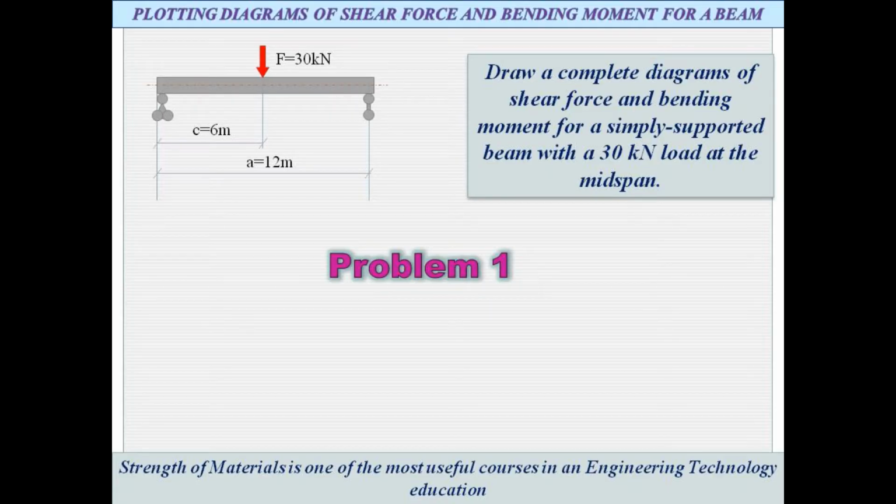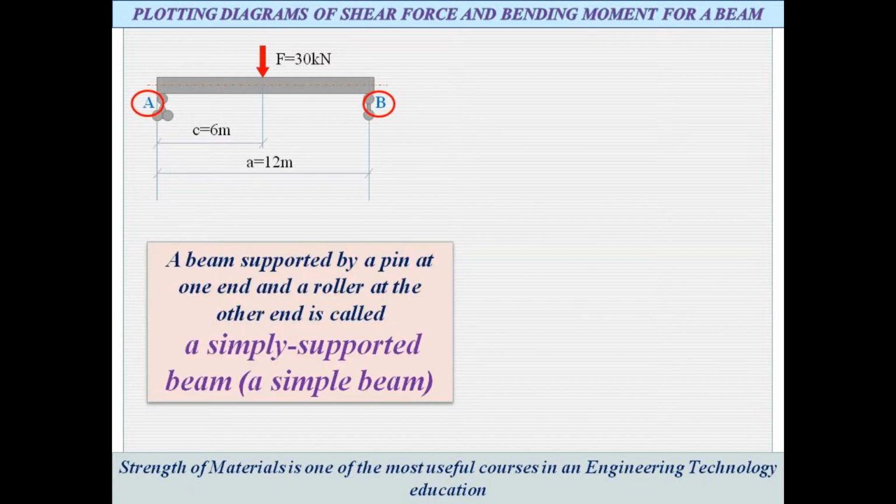Draw complete diagrams of shear force and bending moment for a simply supported beam with a 30 kN load at the midspan and with a length of 12 meters. We remember that a beam supported by a pin at one end and a roller at the other end is called a simply supported beam or a simple beam.